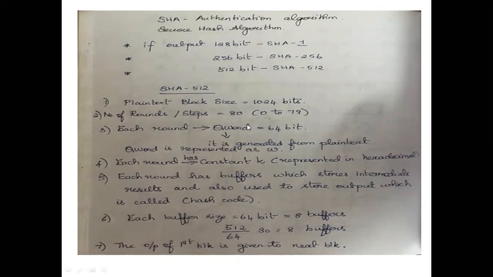SHA is also similar to MD5, but here the output is a hash code. It's not a message digest, and there are different output sizes. We are dealing with SHA-512. The plain text block has 1024 bits, and the number of rounds is 80. Each round produces a word, which is 64 bits, generated from the plain text. Every round also has a constant K, which is hexadecimal. Then each round has buffers. We have 8 buffers here. The output of the first block is given to the second block. Likewise, it is repeated for every block until you get the 512-bit hash code.